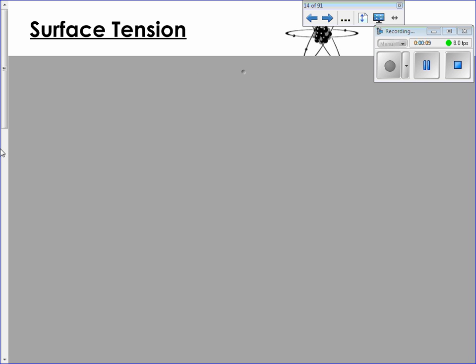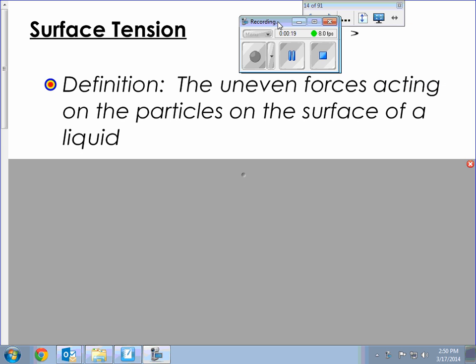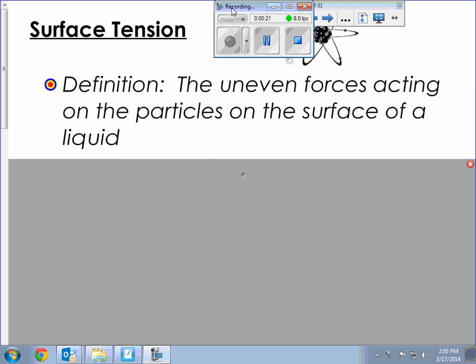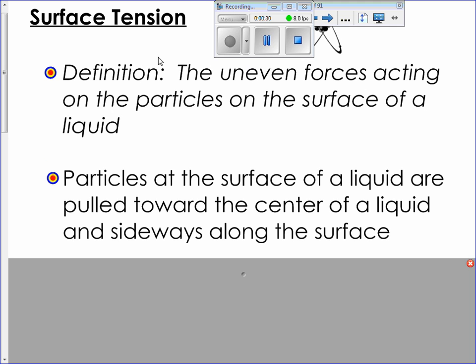So going along with properties of a liquid on a molecular level, I forgot to talk today about surface tension. So we're going to go over that just really quick. By definition, it's the uneven forces acting on the particles on the surface of a liquid. And that probably doesn't make sense to you until you see the picture below.